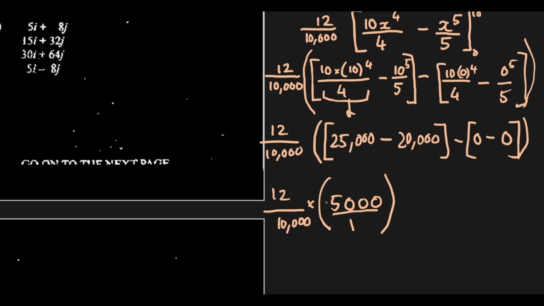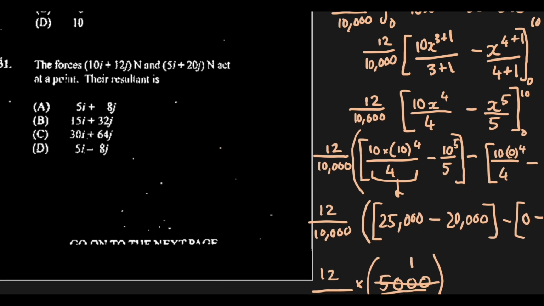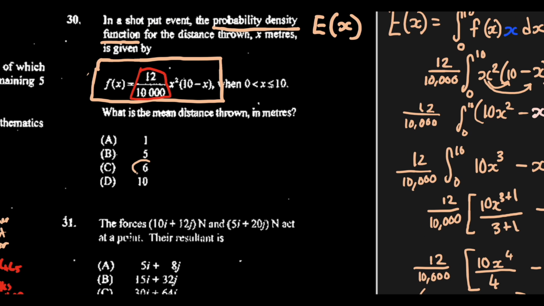Alright, so now I could work this out. So I know 5,000 could go into itself once. 5,000 to the 10,000 goes twice. So we will be left back with 12 divided by 2, which is 6. So our answer for this question here is 6. This is our answer right here, 6.